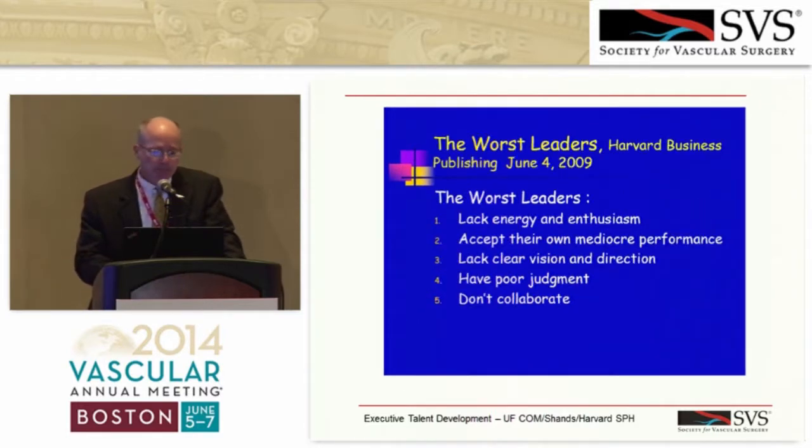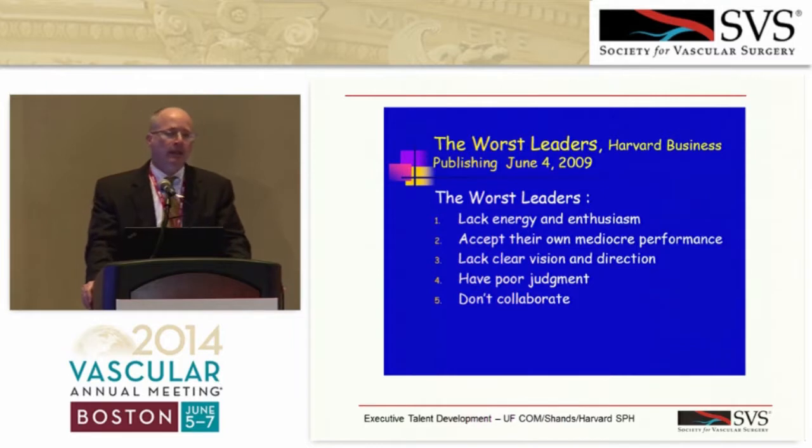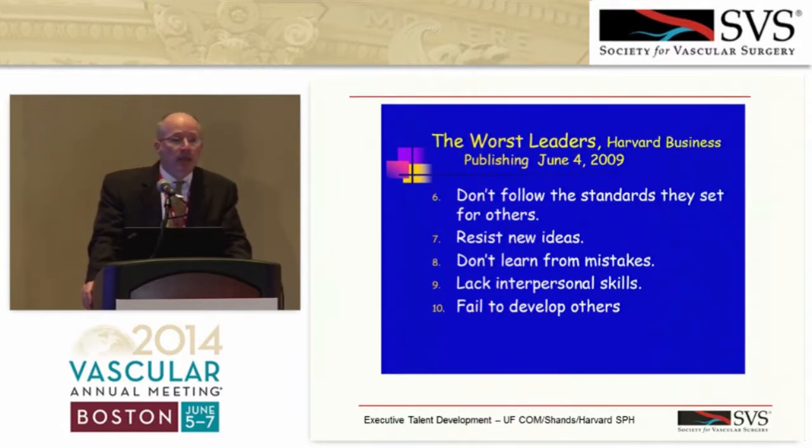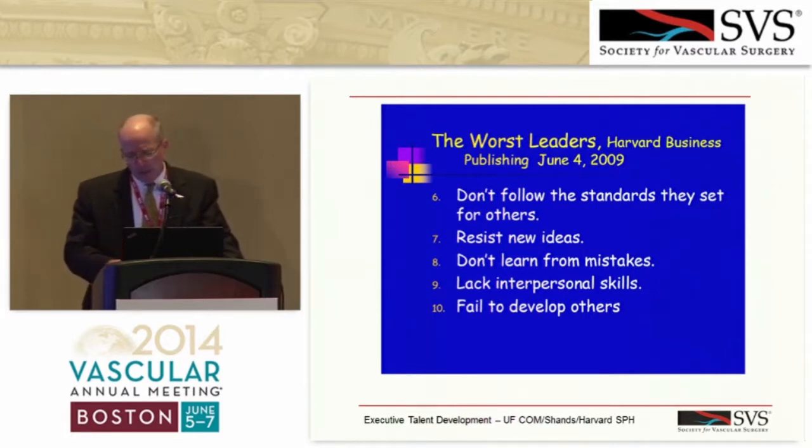In converse, the Harvard Business School asks, what are the worst leaders? What are the characteristics of someone who's not a good leader? Someone that lacks energy or enthusiasm for what they do, those that accept mediocre performance, they don't have a clear vision and direction, they exercise poor judgment, don't collaborate, don't follow the standards that they set for others, resist new ideas, don't learn from mistakes, lack interpersonal skills, and fail to develop others. So those are the characteristics. Those are what a bad leader does.